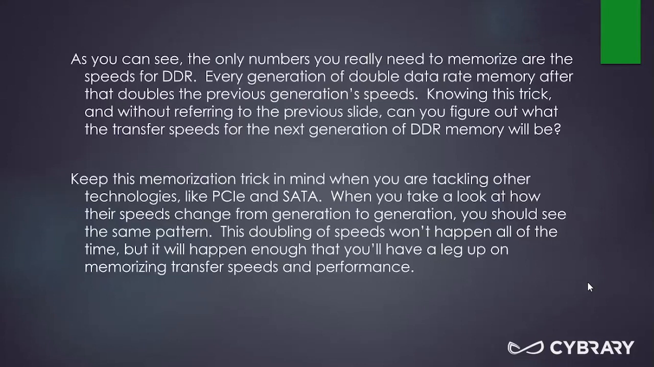So knowing this trick, without referring to the previous slide, can you figure out what the transfer speeds and the module names for the next generation of DDR memory will be? I'll give you a hint. It's DDR4. Keep that trick in mind when you're tackling other transfer technologies like PCIe and SATA. When you look at how their speeds change from generation to generation, you should see the same pattern. The exact doubling of speeds won't happen all the time, but it will happen enough that you'll have a leg up on memorizing transfer speeds and performance.